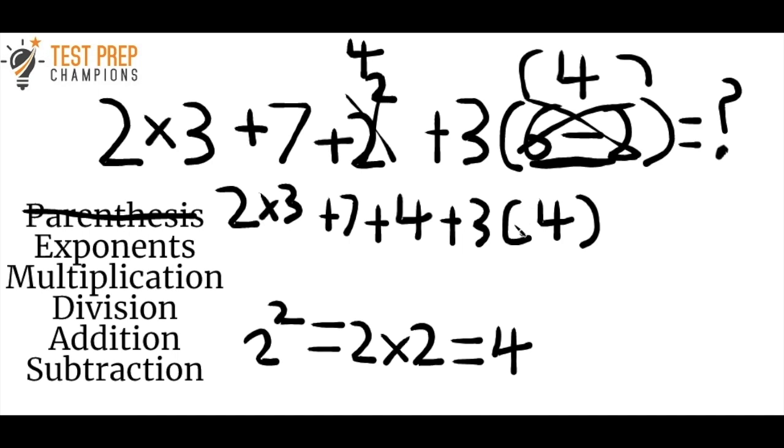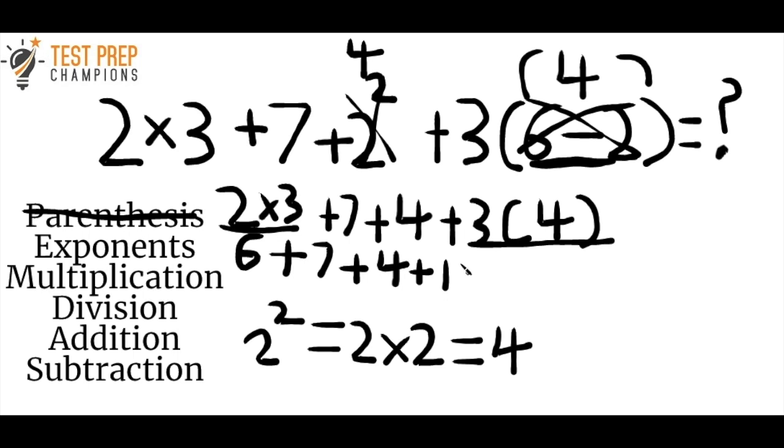Okay, so now we want to do our multiplication. So we see 2 multiplication cases here. We see 2 times 3 and we see this 3 times 4. So 2 times 3 is 6. So we now have our 6, and we have 6 plus 7 plus 4. And what about this 3 times 4? So 3 times 4 is 12. So we now have 4 plus 12. So we've now reduced this down to an addition question here.